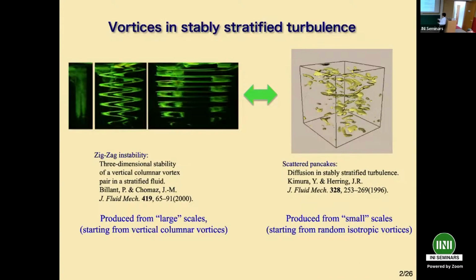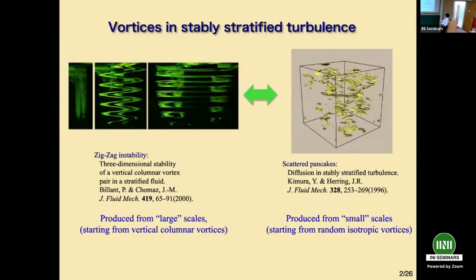So we did some numerical simulation of box turbulence with stratification and showed some pancake structures. Meanwhile, I will explain later, John McWilliams and Paul Billant produced the so-called zigzag instability and showed some vortices. Later, these isolated vortices become a kind of pancake structures.